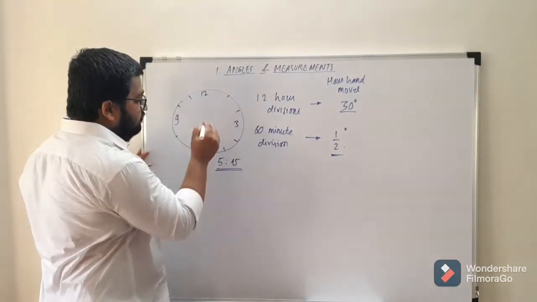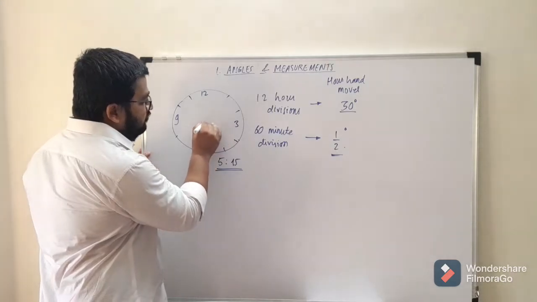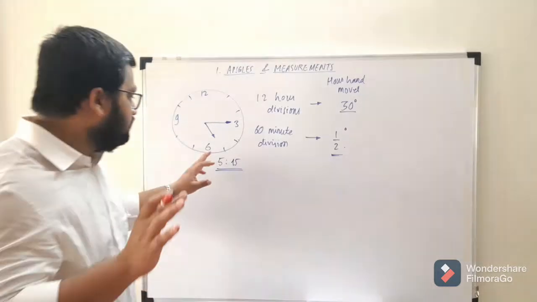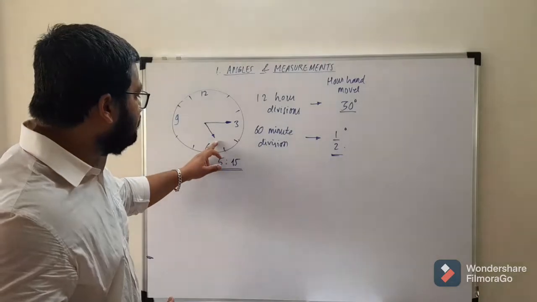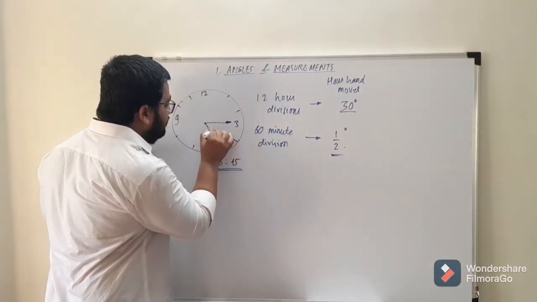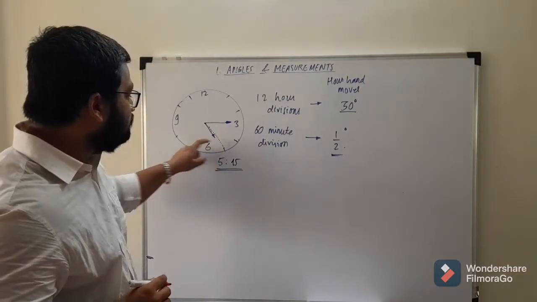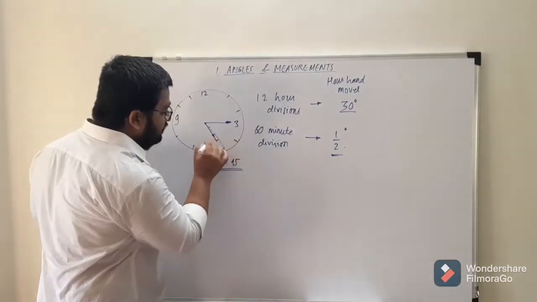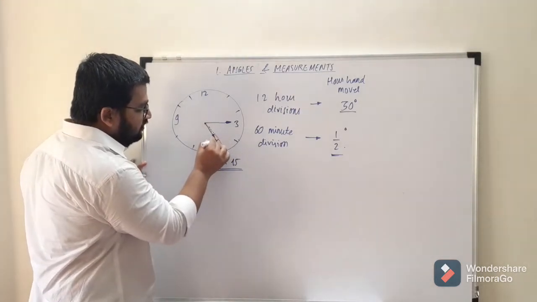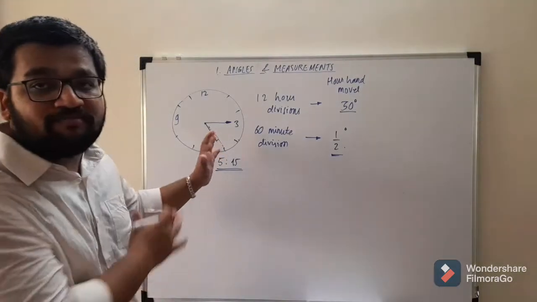Suppose the hour hand will be here at 5, and at 15 minutes the minute hand will be here. Just keep this in mind: at 5:15, the hour hand will not be exactly at 5. This is where the 5 line is. It will be slightly ahead, so we also have to consider this portion by which it is slightly ahead. At 5:30, the hour hand will not be at 5, but somewhere here. So we have to consider this smallest movement as well.